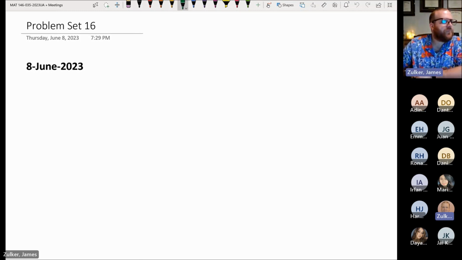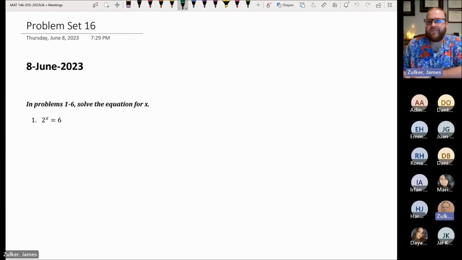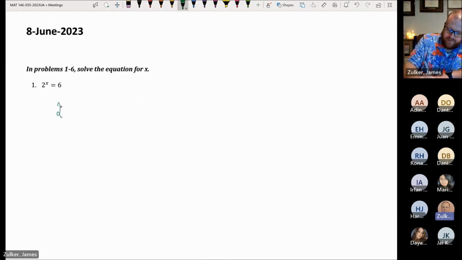Okay. Moving on, we now look at equations that involve exponential and logarithmic functions. Start with 2 to the x equals 6.